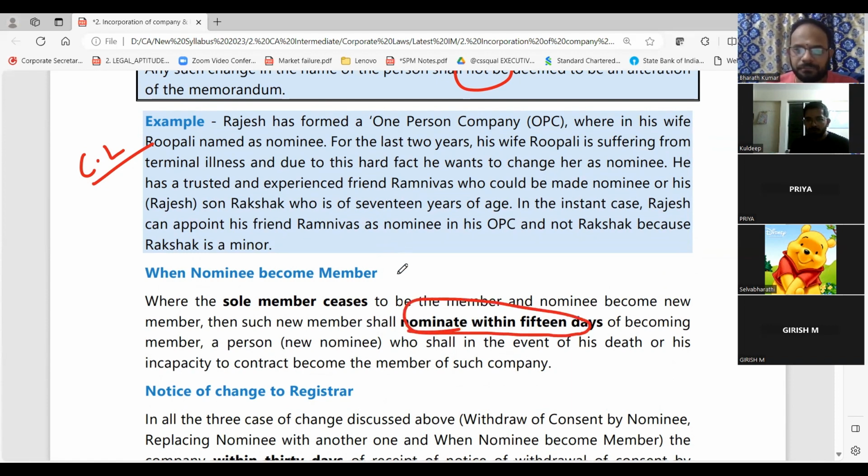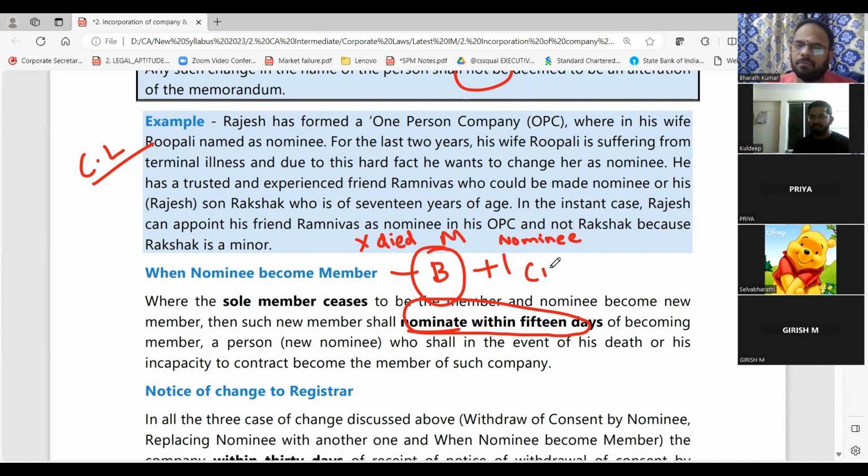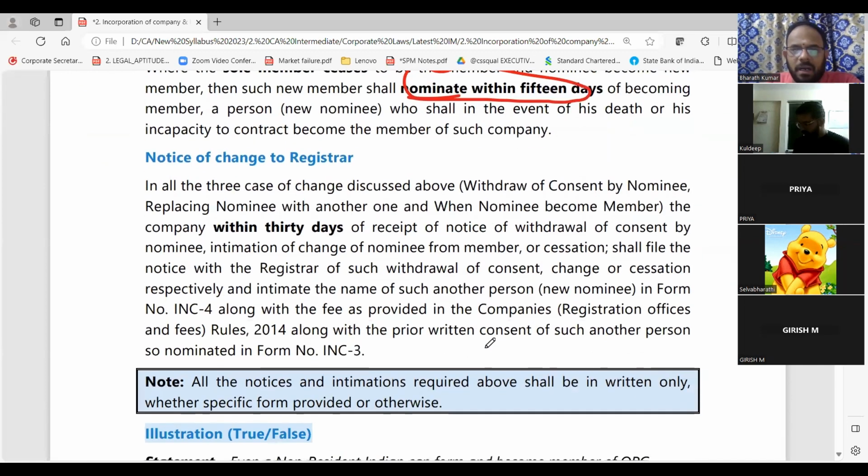I told you what? X died. So X is out of the world. B has come to the world now, from nominee he has become the member. Don't you think he should have one more as a nominee? How many days should I take? 15 days, which we already told. In case of death or incapacity of this X, X can become incapacitated or he can die. So the numbers should be pakka.